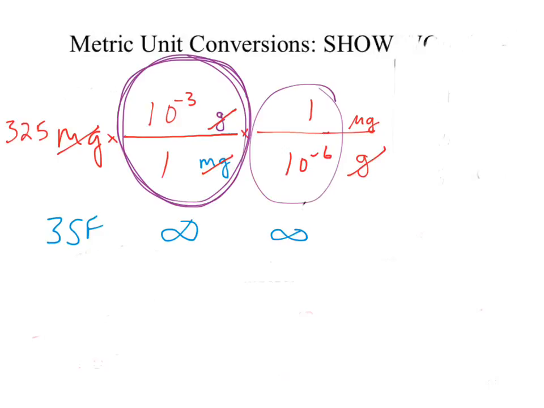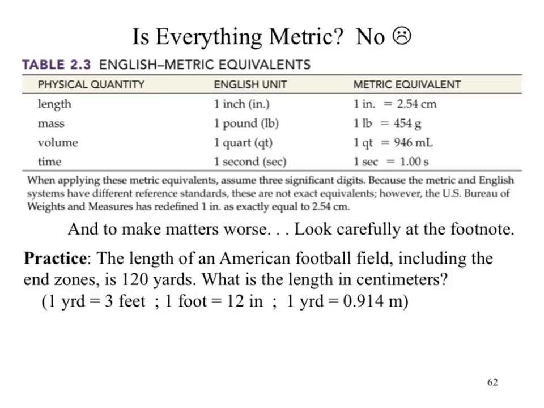So that's too easy. Let's make it more complicated. Everything in the metric system? Absolutely not. Here in America, we use American units, which means we now have to translate science to American and American to science. Thank you, America. What makes this more problematic?